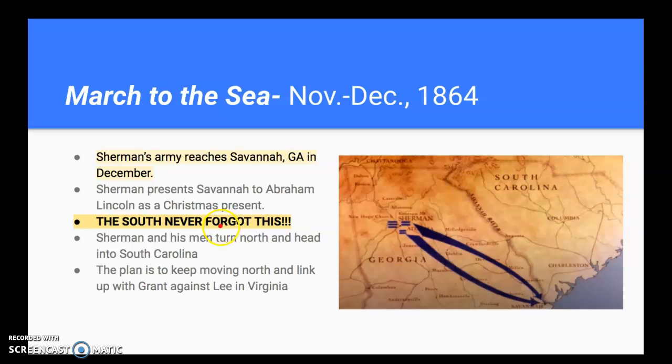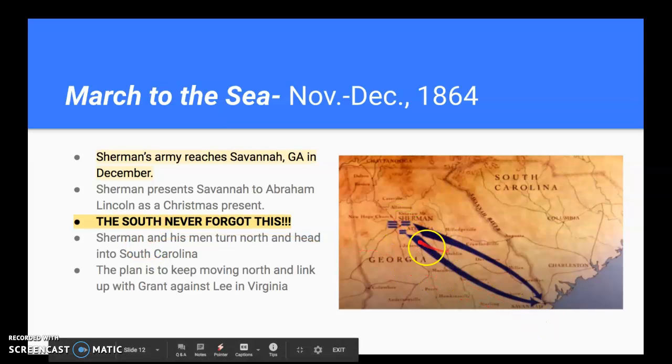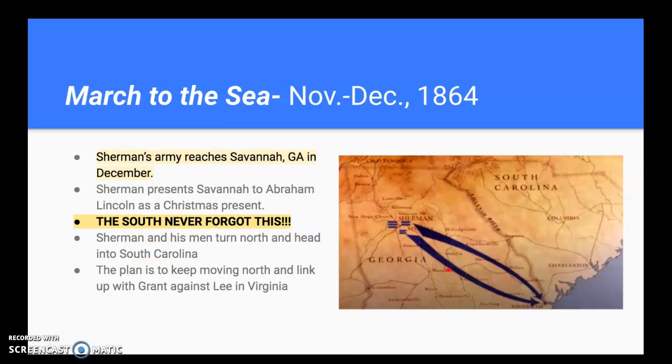If you want to anger some people in the South right now, go down there and start talking about how much you like William T. Sherman. Especially go do that in Georgia. They're not going to have nice words for you. I can guarantee that. He's very, very controversial. And this whole campaign, the March to the Sea, is still controversial to this day.